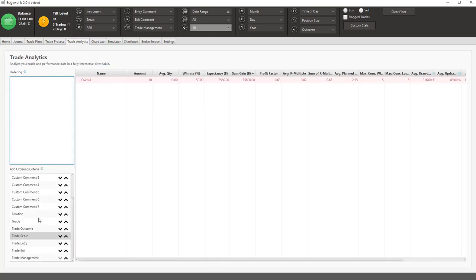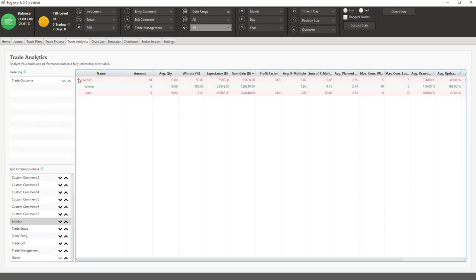For example, let's take a look at the trade outcome. We add the trade outcome comment here, and then we get a breakdown over the last 10 trades. You have 5 winners and 5 losers, which is good. The expectancy of the losing trades, however, is twice the size of a winning trade, or almost twice as large. So this is already something the trader could look into, if this is against his trading plan. If the losers are twice the size of the winners, this is usually not a good sign.